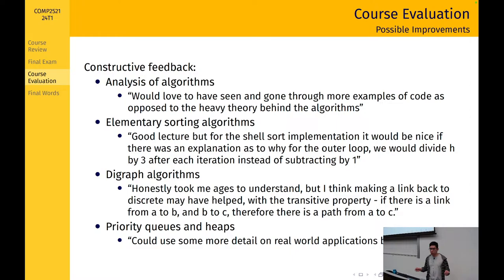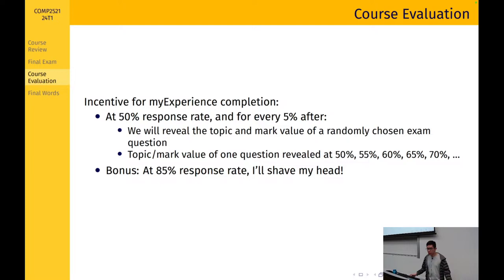All right, and there are some incentives, I guess. It's hard to figure out that incentive because we're not allowed to give partial marks or bonus marks. So, 50% response rate. And for every 5% after, we'll reveal the topic and mark of a random exam question. That means if we hit 50%, we'll release the topic of one question, at 55% we'll release the topic and mark of the next question, and so on. And if we hit 85%, then I will shave my head. But that's never going to happen. I'm not going to hit 85%.